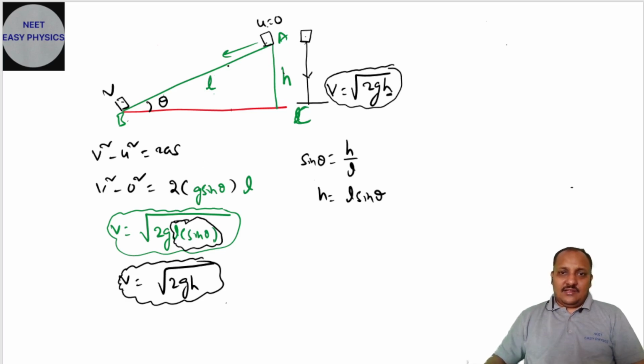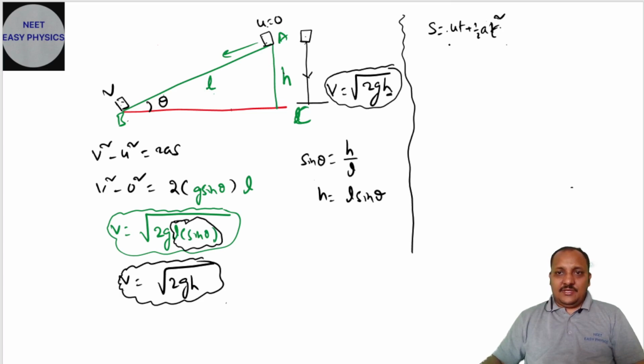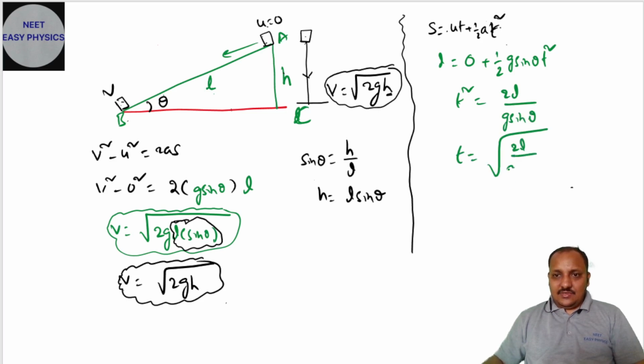Now we will see another one. How much time is it taking to reach the ground? Here we can take two formulas, V equal to U plus at or S equal to ut plus half at square. You will get it easily by using this. Now what is S? L. U is 0, and what is the acceleration? g sin theta, T square. Now T square equal to 2L by g sin theta. T is equal to root 2L by g sin theta. This is the time taken by the object on a smooth inclined plane to move downwards.